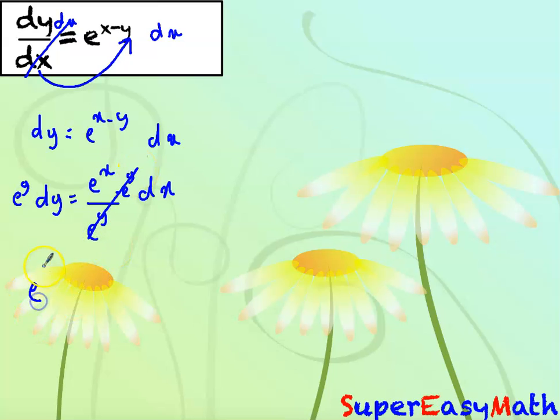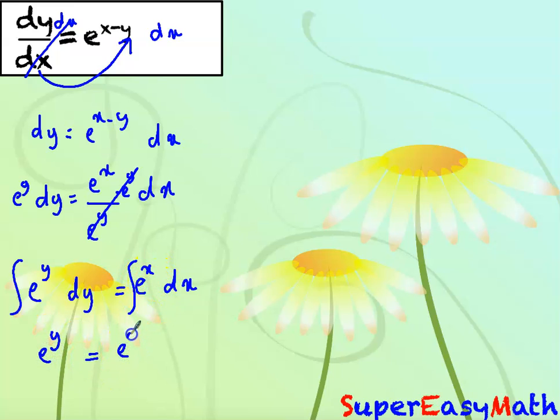Now we will get e to power y dy equal e to power x dx, and the final step is to integrate both sides. Integral for e to power y equal e to power y, and integral for e to power x equal e to power x plus c.